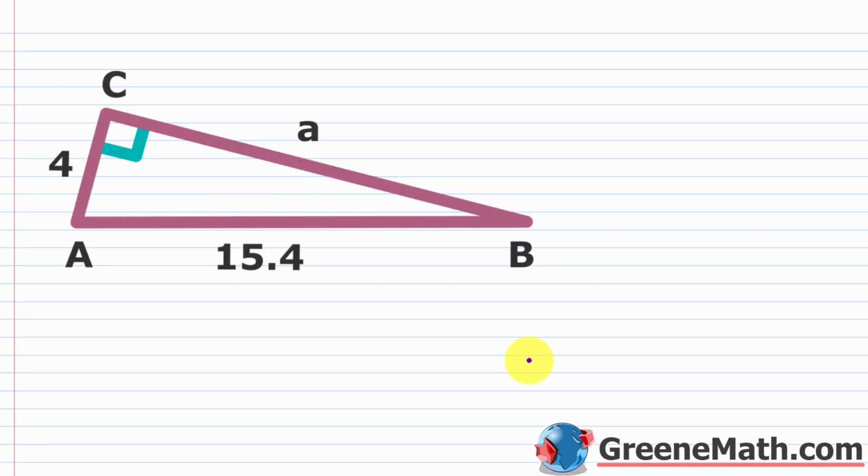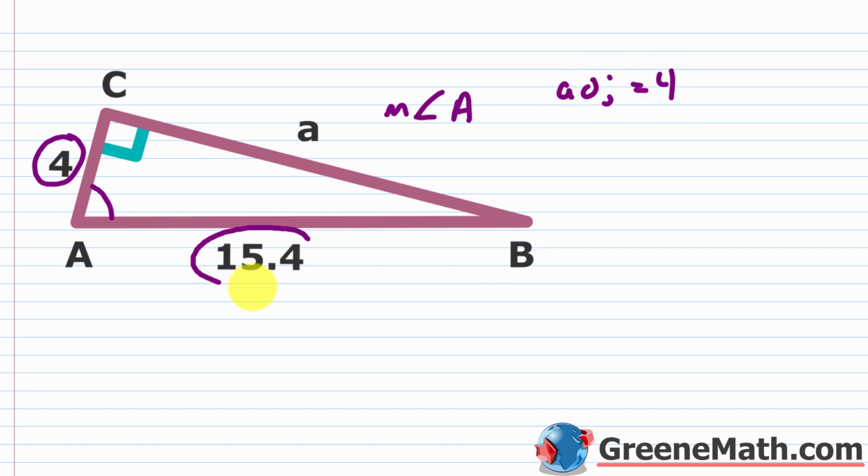All right, so let's look at a different type of problem. Now we're solving a right triangle, but we're given two sides. So if we want to start out by finding, let's say, the measure of this angle A, what can we do? Well, we're given the adjacent side. Let me just write that down. This is equal to 4. We're also given the hypotenuse. Remember, this is always across from the right angle.